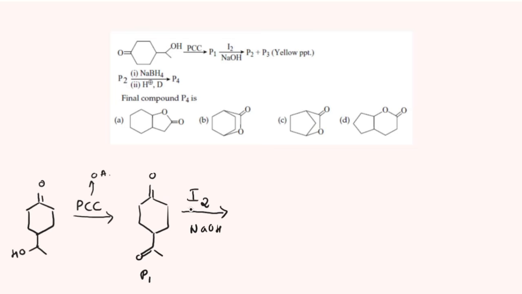This combination is an oxidizing agent and it will selectively oxidize aldehydes or ketones with methyl attached. What I mean is, if there is a ketone attached to methyl group, it will break the bond over here and this methyl will change to iodoform. What is iodoform? CHI3, nothing but a yellow precipitate.